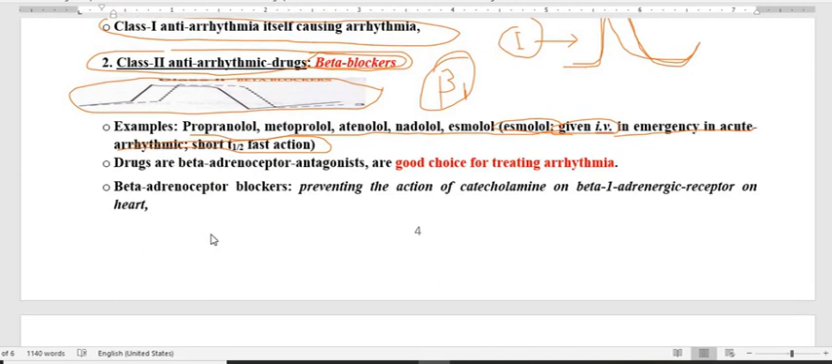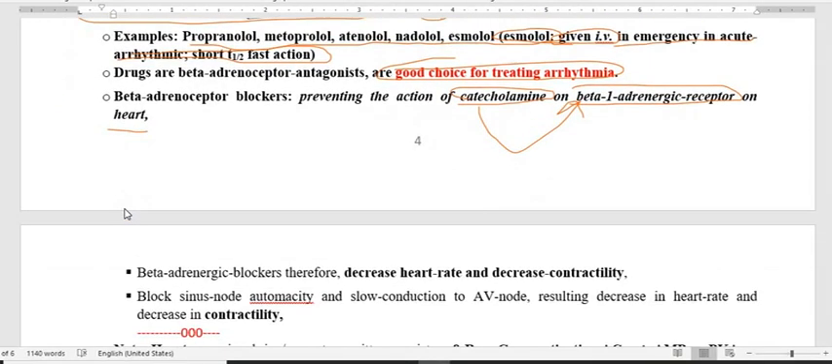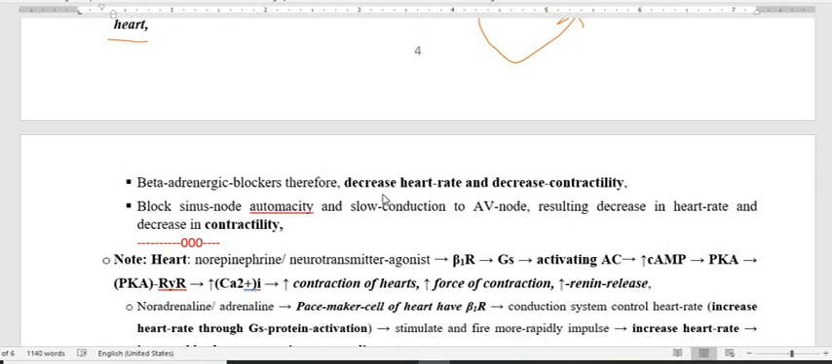So beta blockers are a very good choice for treating arrhythmia, and they prevent the action of catecholamine, I mean noradrenaline, on the beta 1 adrenergic receptor. So the catecholamine effect on the beta 1 adrenergic receptor of the pacemaker cell of the heart is going to be blocked by the beta 1 blocker, and therefore the drug is a beta 1 blocker.